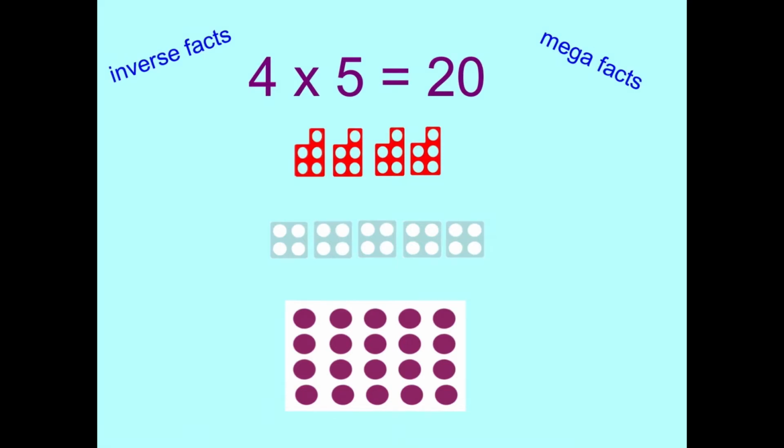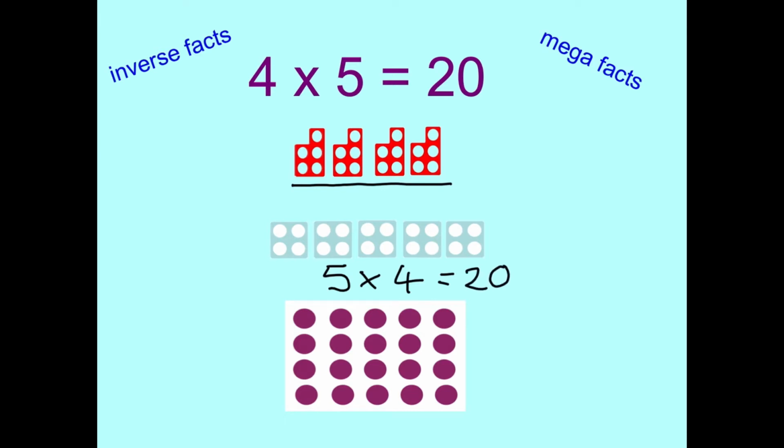Good morning, Year 2. Our fact of the day for math today is 4 times 5 equals 20, or 4 sets of 5 are 20. So there is the picture showing 4 sets of 5, and underneath we've got the picture showing 5 sets of 4 equals 20. Remember to do a proper 4.